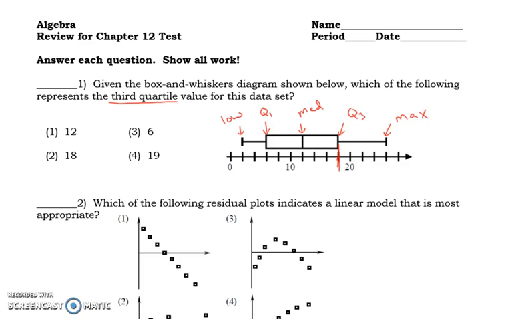Now, some of you are telling me that that's 19, but you have to remember to watch your scale. If this guy is 10 right here, and I only have 5 in between 10 and 20, that means each one of these tick marks is counting for 2 points. So it's not 19 that's the third quartile, it's 18. So number 1 is option 2.